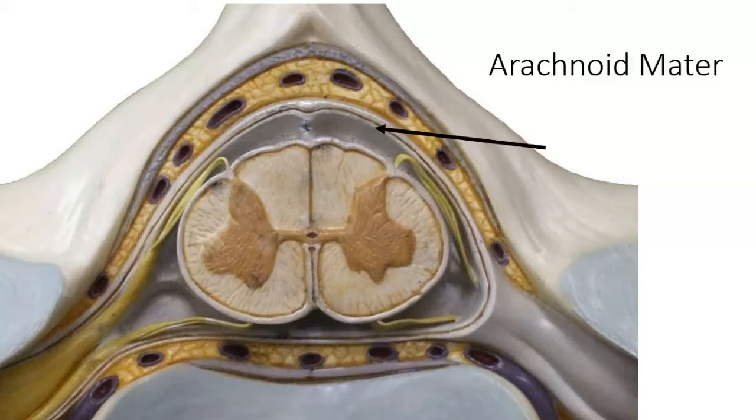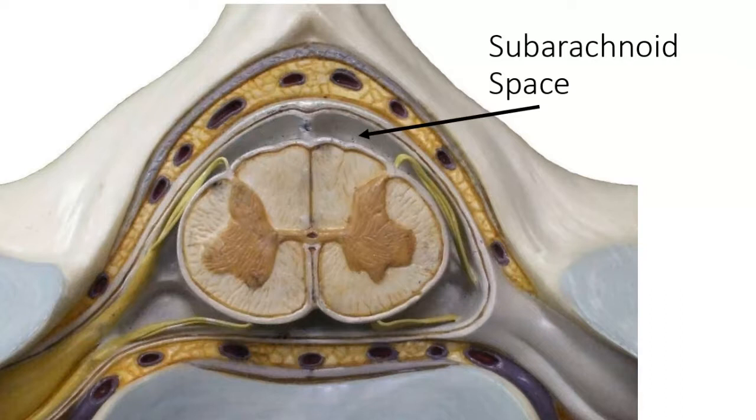The next layer in is the arachnoid mater. That's the middle layer, just deep to the dura mater. Then we're going to see our first space here, the subarachnoid space, and we know what's important about that. That is where our cerebral spinal fluid is going to be circulating.